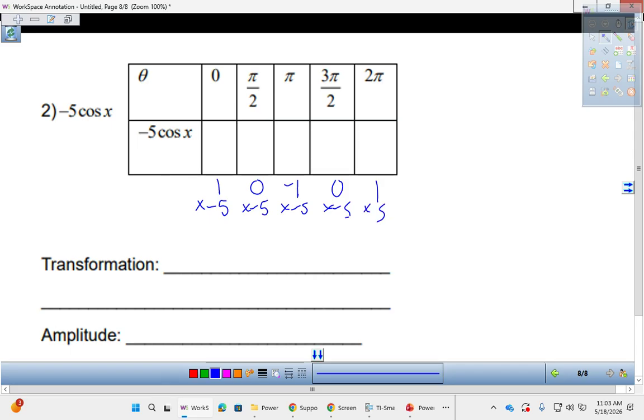So 1 times -5 is -5. 0 times -5 is 0. -1 times -5 is +5. 0 times -5 is 0. 1 times -5 is -5. In terms of what's happening with the equation, the negative does one thing and the 5 does something else. You treat them as 2 separate pieces, right? The negative is causing what's called a reflection.